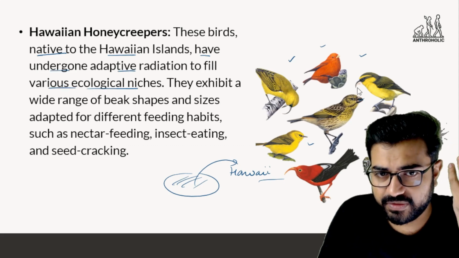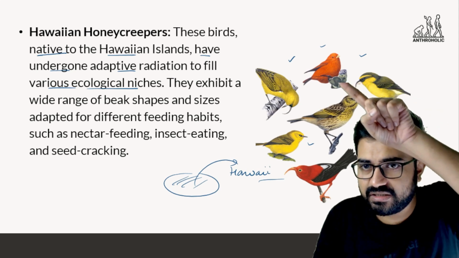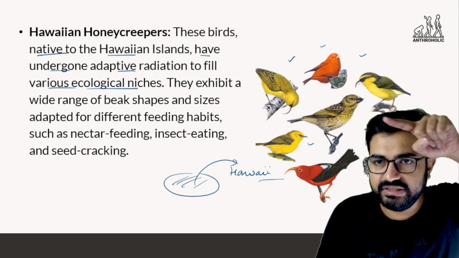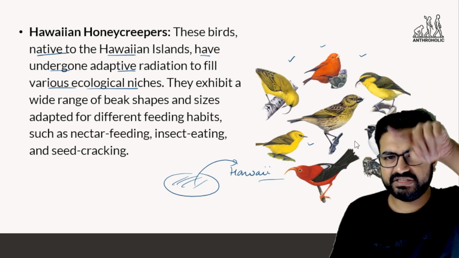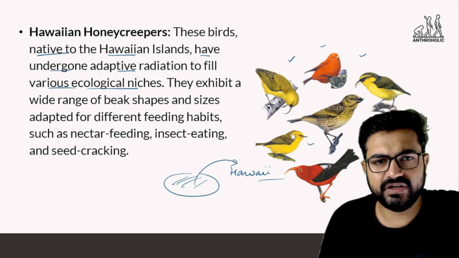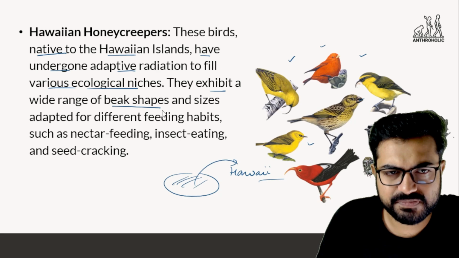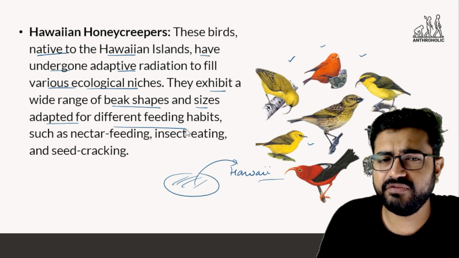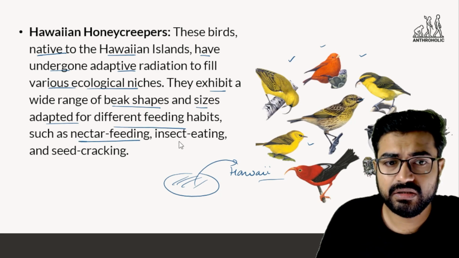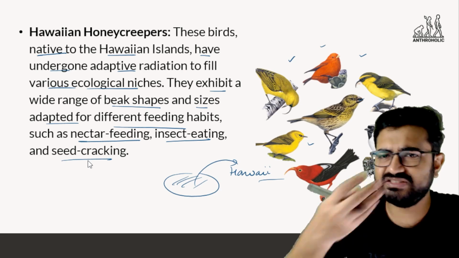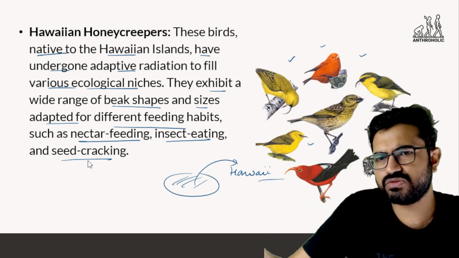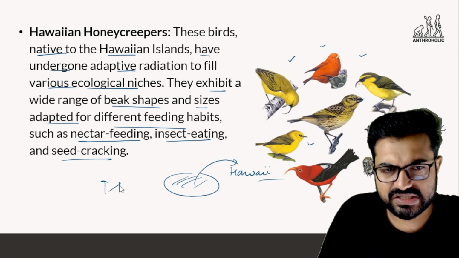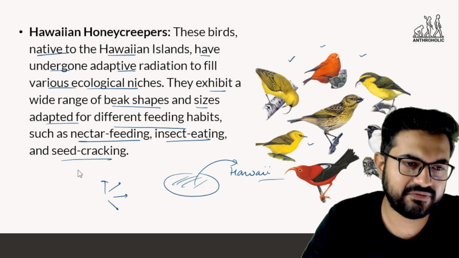Now, they also have different beaks. You can see this has a hook-like beak, this has a different beak, and this has a different beak. All these birds have different beak shapes and different sizes, adapted for different feeding habits, such as nectar feeding, insect eating, and seed cracking. As you saw in the case of Darwin's finches, these are different birds, but again, the story is essentially the same, and this also represents adaptive radiation.